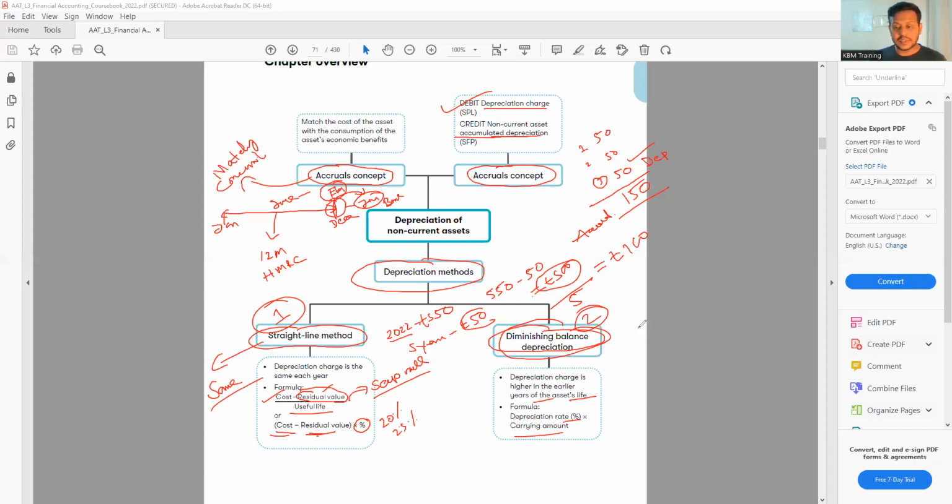All you have to do is start with the cost. For example, let's say my cost is £500, and let's say the depreciation is 10%. So you have to take off 10% depreciation. 10% gives me, for example, 50. And at the end of the year, my carrying value will be 450.